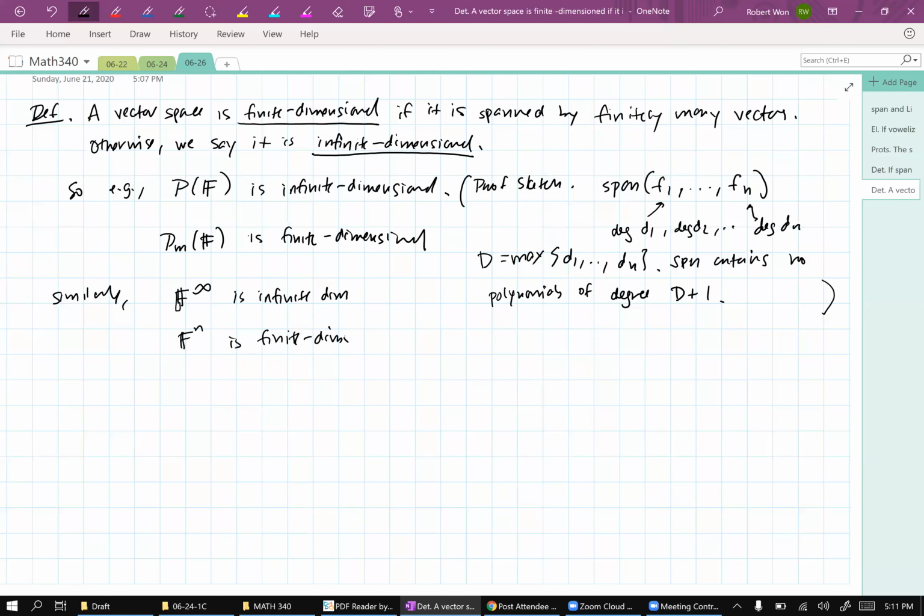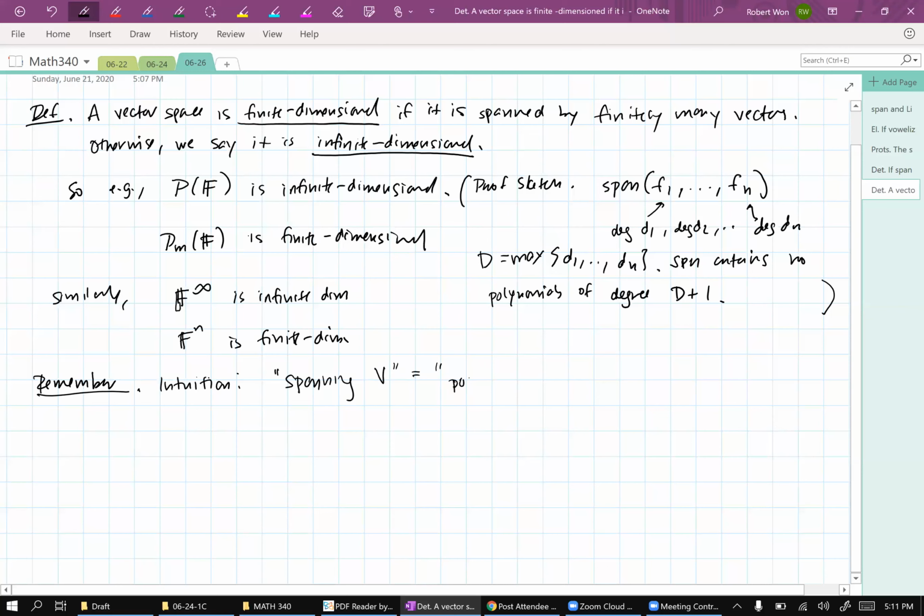Okay, so let me just remind you of your intuition from Math 308 behind spanning, and then also behind linear independence. So just remember, what's the intuition? We now have the precise definition, but the intuition should be that spanning V kind of means points in every direction in V, right? Because it means that you can get everywhere in V just by taking linear combinations of the vectors.